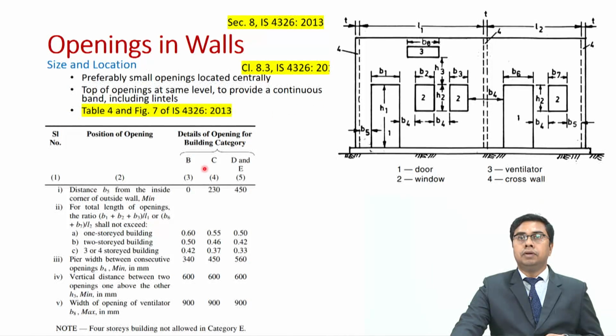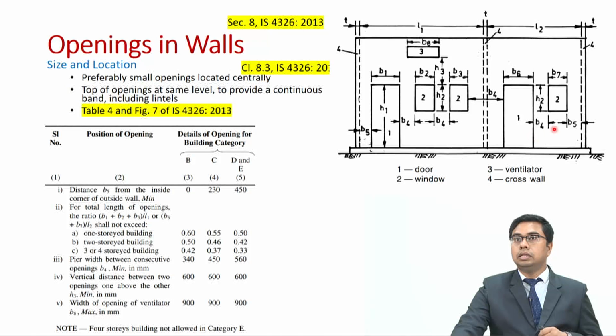Then we have certain restrictions about different dimensions related to openings, which are available in table 4 and figure 7 of IS 4326. I have reproduced those tables and figures over here. This is table 4 from IS 4326 and this is figure number 7 from the same code. Now, I will go into one or two examples related to dimensions.